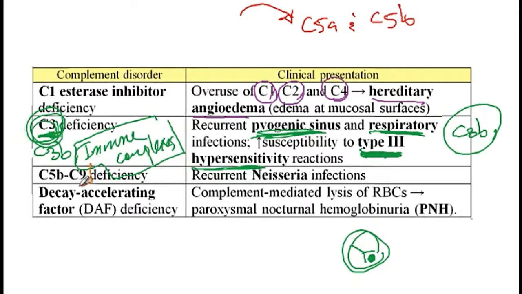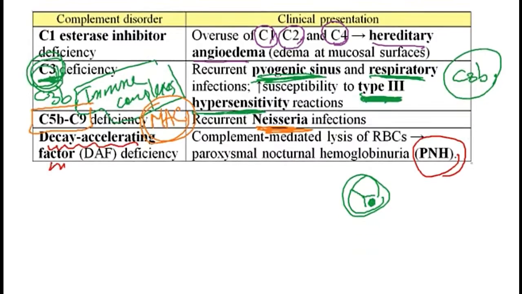Next, we have the C5b and C9 deficiency, and as I mentioned, this complex is required for the formation of the membrane attack complex. And thus, patients that lack membrane attack complex are susceptible to infection with Neisseria gonorrhoeae and Neisseria meningitidis. And then finally, we have the decay accelerating factor deficiency, which will lead to paroxysmal nocturnal hemoglobinuria, and I would like to discuss this in more detail.